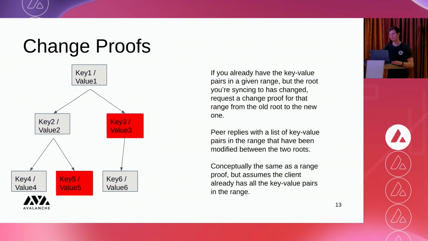And by the same reasoning as with the range proof, you can just take your local copy of the trie, right, which is synced to some root hash. It's like one version of the database, essentially. You delete all the things that the peer tells you to delete, and you add all the things they tell you to add, and then you make sure that the root hash is what you expected.